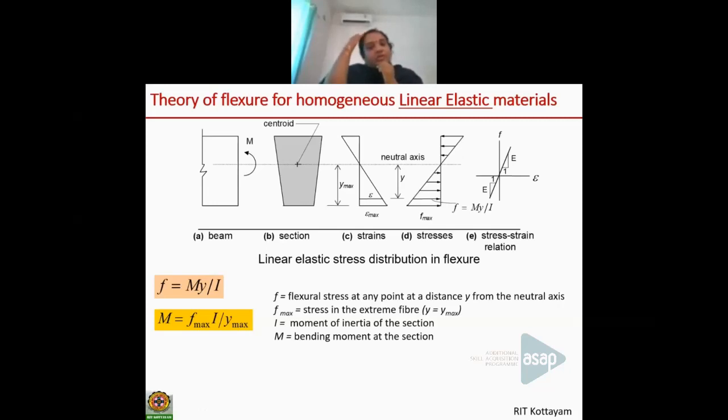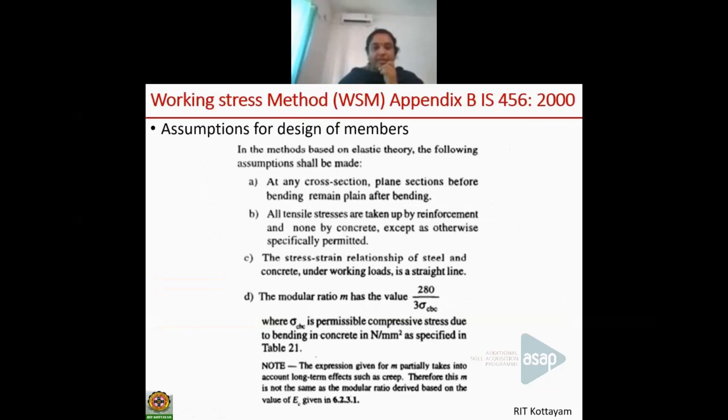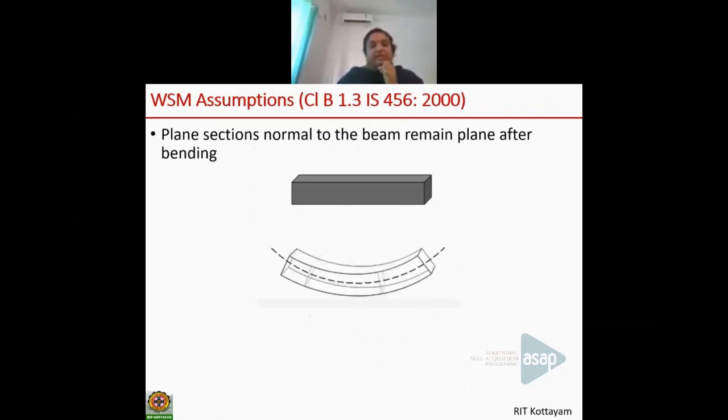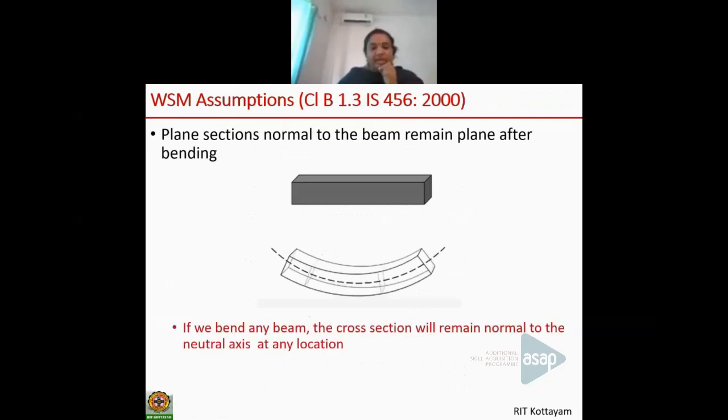If you look into the working stress method of design, it is in Appendix B of IS 456, and the assumptions are also listed there. So let's go through the assumptions one by one. The first one is that plane sections normal to the beam remain plane after bending. What does that mean? If you take a beam, the section will remain normal to the neutral axis at any location. That is why we have linear strains.